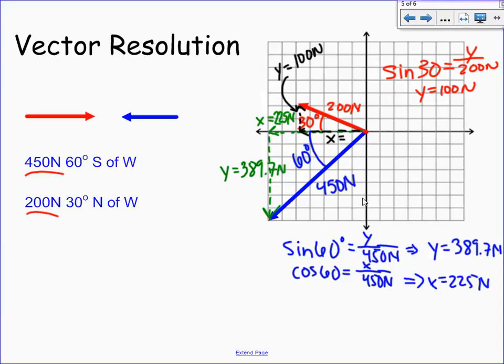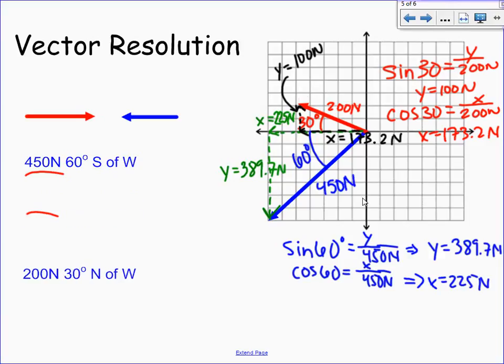Now let's do the same thing for the x component. For x, I'm going to do cosine of 30 equals x over hypotenuse, which is 200 newtons. The cosine of 30 is approximately 0.866, times 200 is going to give me approximately 173.2 newtons. And so I'm going to write that in for the x right here. Now what I've done is I've split my two diagonal vectors into their x's and their y's. Finally, let's summarize what we've learned here.